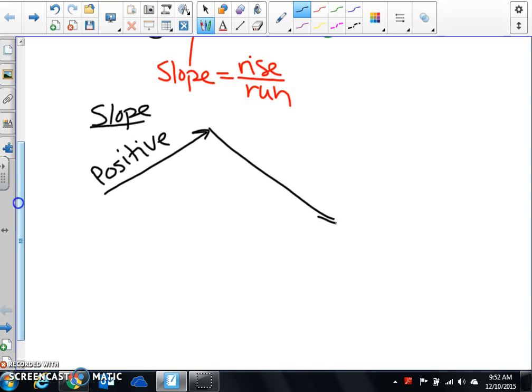If we have a negative slope, or a downward slope, it's negative. And this is how I remember it.